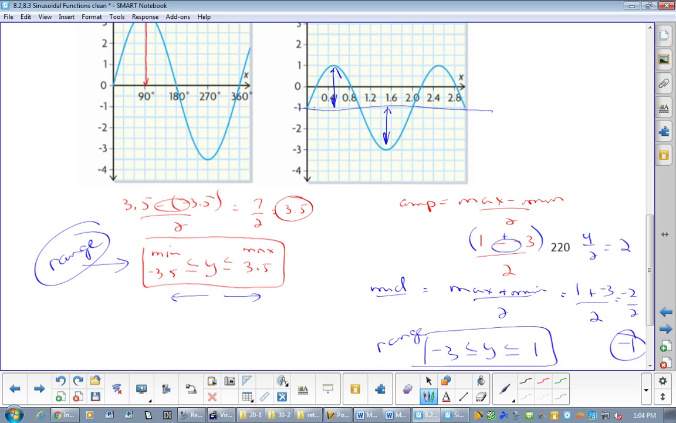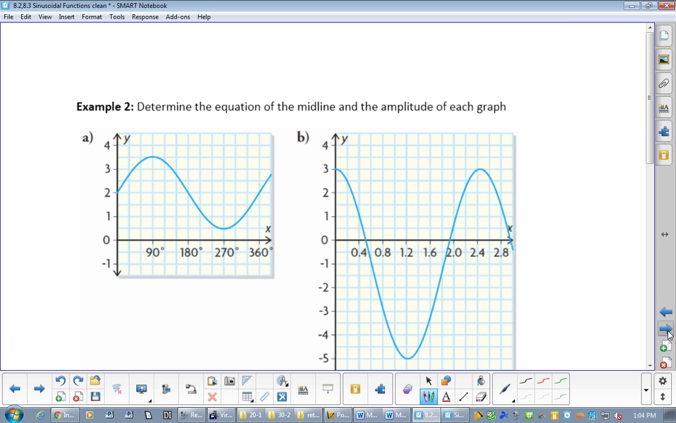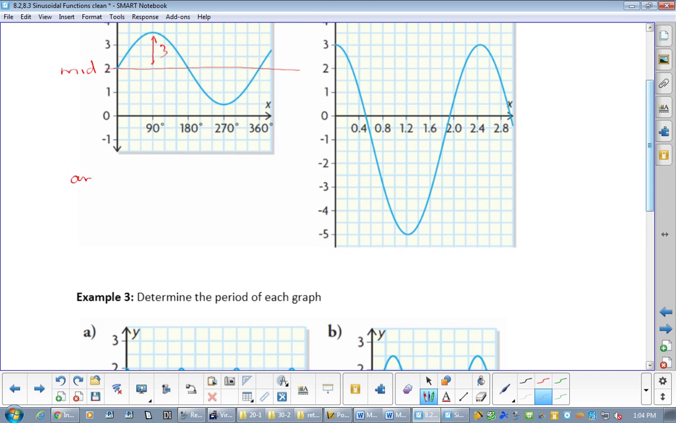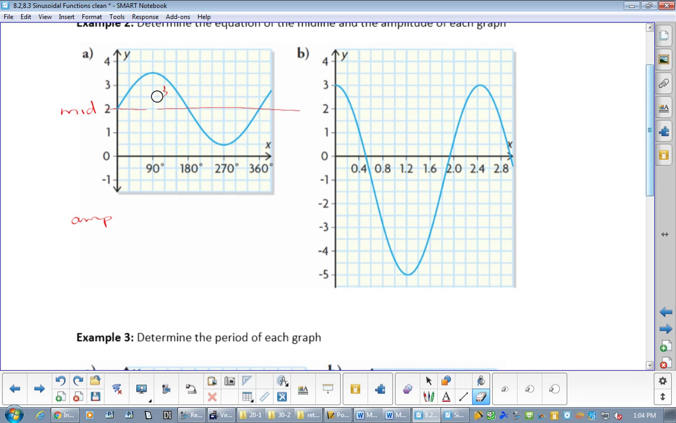This is either easy or impossible. There's no middle ground. Now, by looking at this, what's the midline? Does it look like 2? You can always test. So we got our midline as 2. What is our amplitude? It's 3, correct? Let's prove it. Amp. Ooh, it's not 3, is it? No.